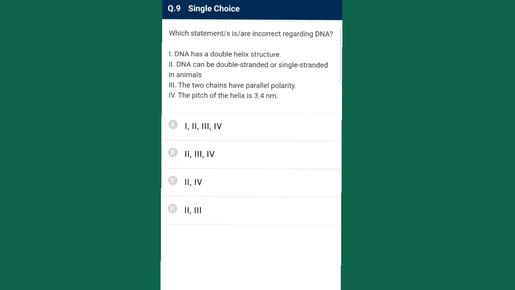Question number 9. Which statement is incorrect regarding DNA? The genetic material DNA is always double stranded in animals and chains are always anti-parallel, 5 to 3 direction, 3 to 5 direction. So the answer for this question is option D. From the given 4 statements, second and third statement are incorrect.